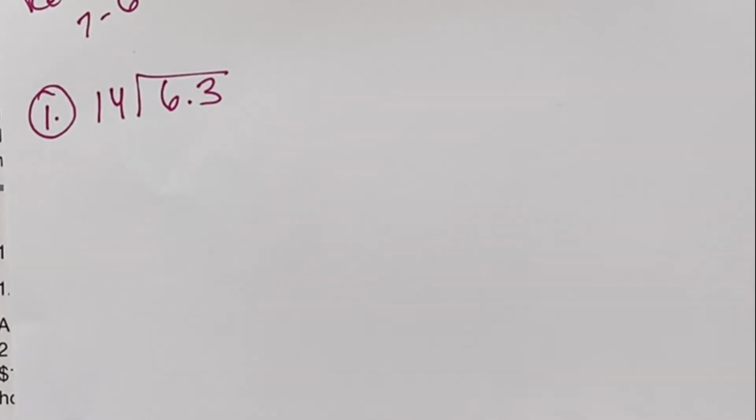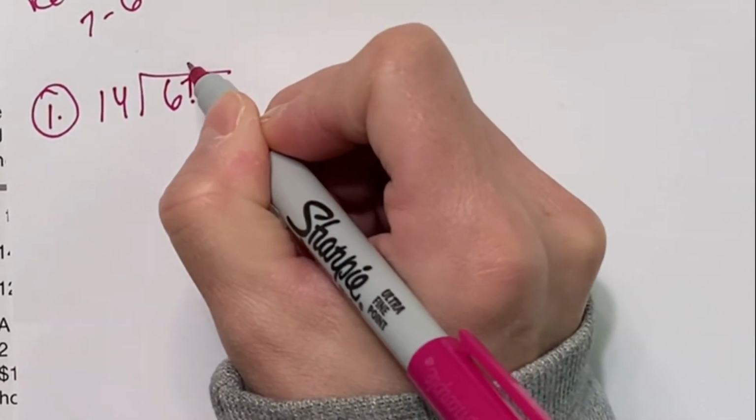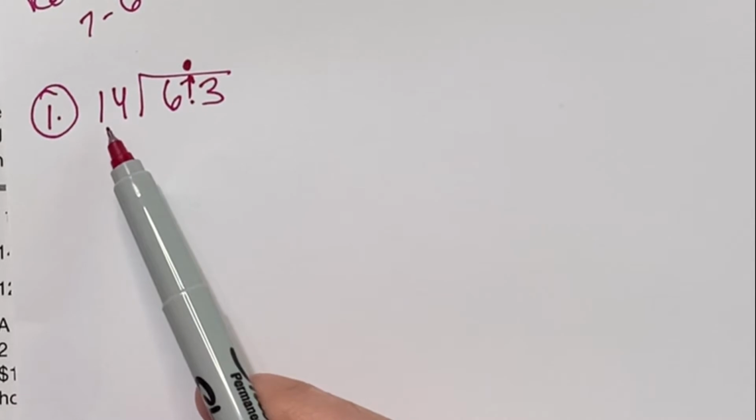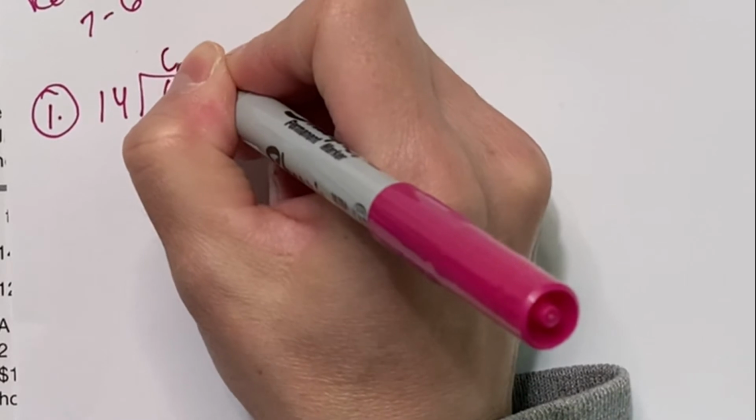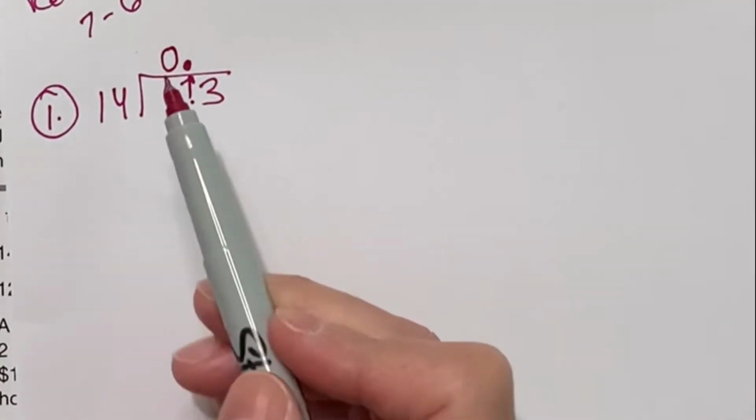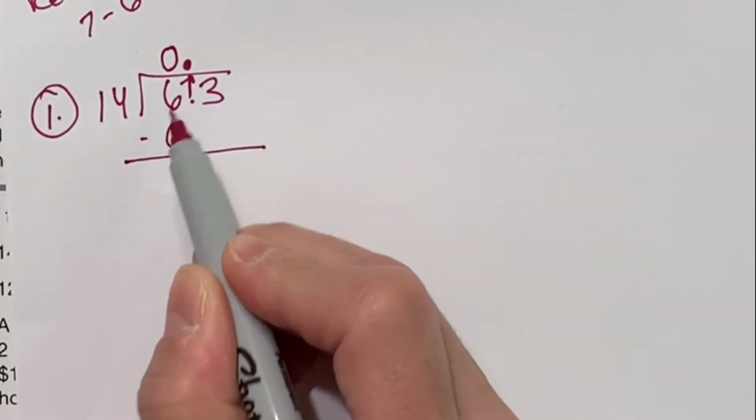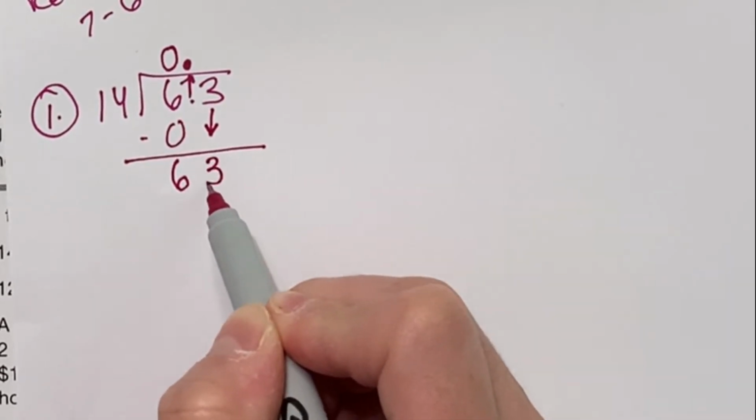Okay? So the first thing you want to do is bring this decimal straight up to its new home right there in your answer. You just bring it right up from where it already is. You don't need to move it around. Then you say to yourself, how many times can 14 go into 6? Well, as you know, it can't. So we put a 0 and we multiply. 0 times 14 is 0. 6 minus 0 is 6. And we bring down the 3.